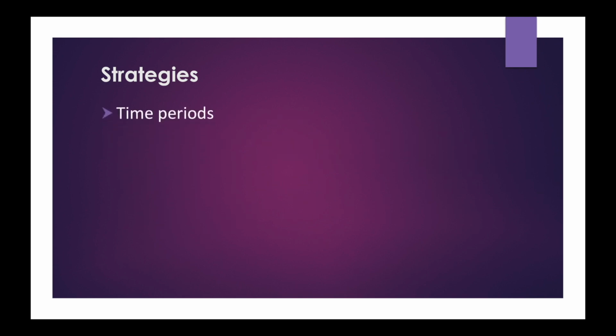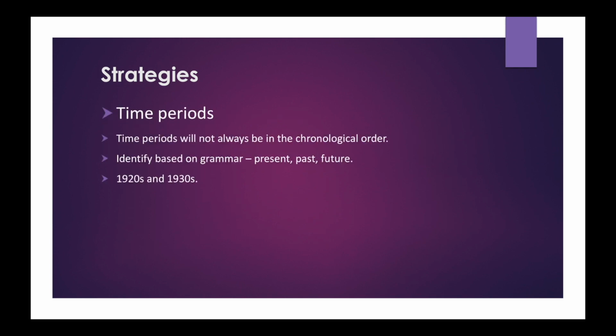Time periods, which is a very important one. Time periods will not always be in chronological order. Based on the given years and the supporting points, understand the past and present and come to the conclusion. You may get time periods in different sentences which confuses you and you may tend to make a mistake. Don't just blindly follow the sequence. Understand the context and make the correct sequence. Sometimes based on the grammar such as is, was, will be, you can identify the correct sequence.